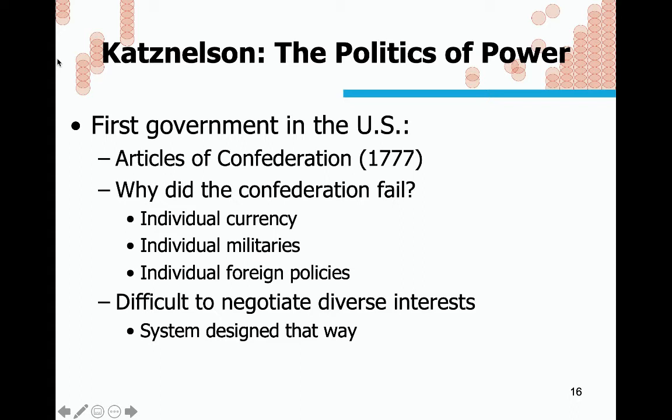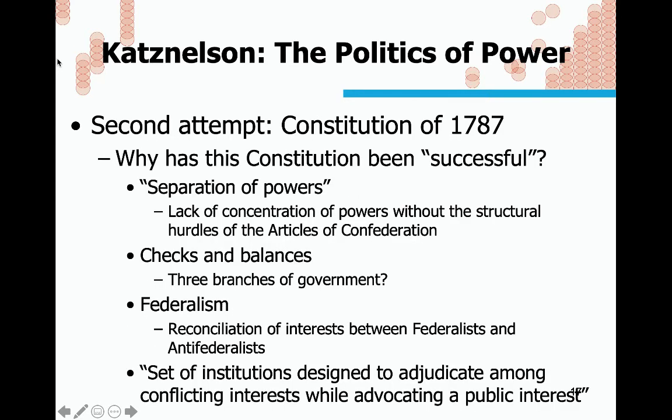So different states had their own currencies, their own militaries, their own foreign policies, and it was really very difficult to negotiate diverse interests between Virginia and Connecticut, but the system was designed that way. There wasn't a president. The Congress required unanimity. It was too difficult to make decisions, and that's why the decision was made to scrap the Articles of Confederation, which then led to the creation of the Constitution of 1787, which is still the Constitution that's used today in the United States. It's the oldest.